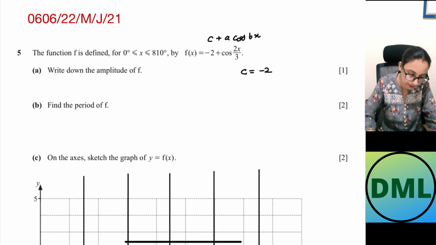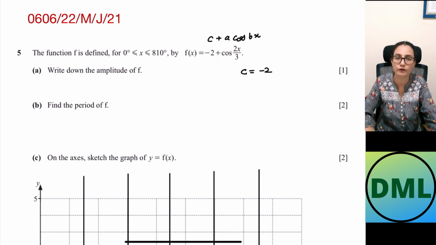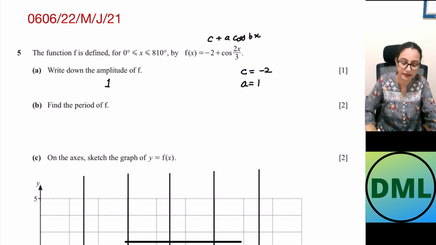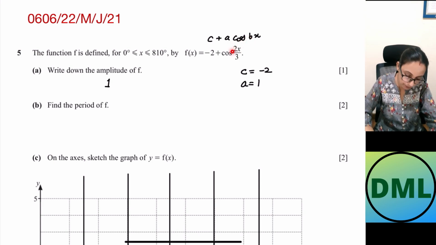If I compare the value for a, the value for a is 1 here. There is nothing here, that means the coefficient is 1. So the value for a is equal to 1. What is a? a is our amplitude. That means the amplitude value is 1. So the answer for the first part is 1. Let's write down the answer here. If I compare the value for b, the value for b is 2 by 3.